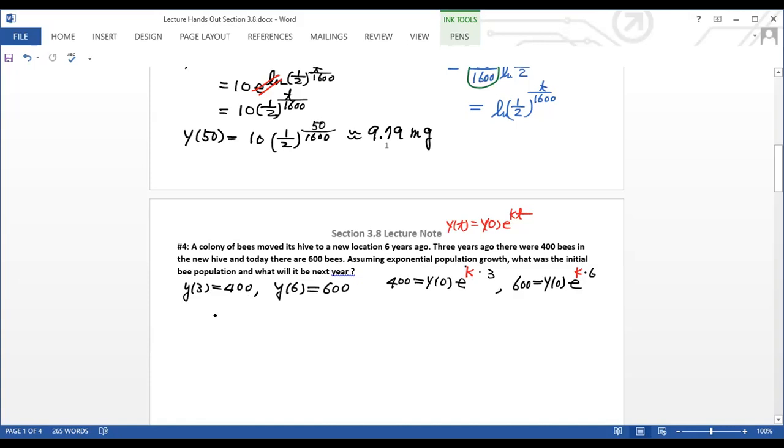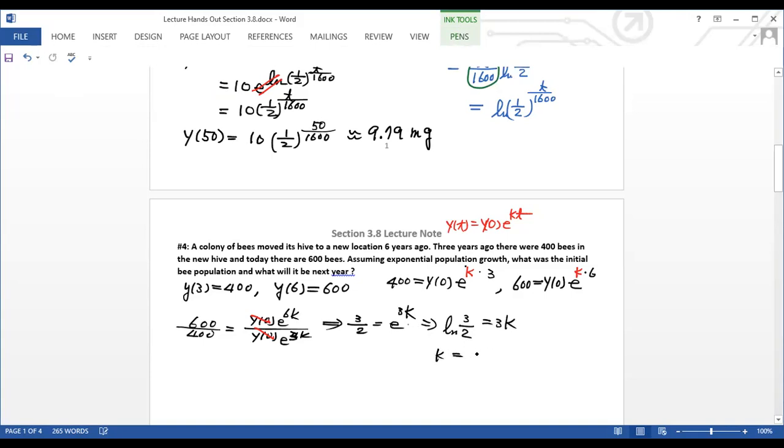Okay, so let's do this. How about 600 divided by 400, where 600 is y0 e^(6k), and 400 is y0 e^(3k), right? Now I solve it, so this is 3/2 is equal to, right? Here y0 and y0 cancel. So how many ks here? Here is 6 minus 3, it's 3k, right? So I get e to the 3k. So how do I solve for k? I take the natural log of both sides. So I have the natural log of 3/2 is equal to 3k, right? So what is k here?